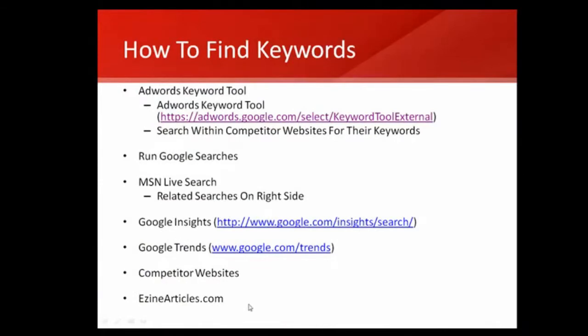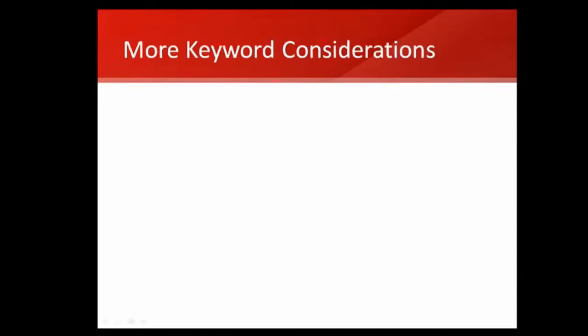And then you can also go to ezinearticles.com. It's an article directory, and browse through your category and look at the titles of the articles and look at what keyword phrases they're using in the titles. Because most of the time they will have done some of their research. But like I said, you can use the AdWords tool to identify some keyword phrases. So I'm going to keep going.